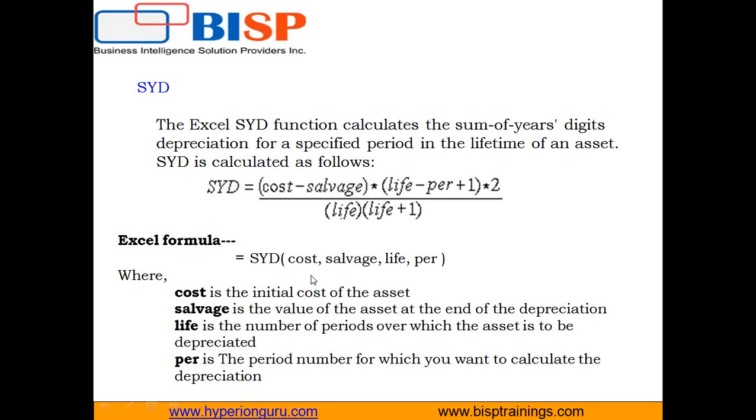The actual SYD function in Excel takes the following four arguments. The first one is the initial cost of the asset. The second is its salvage value, that is the amount for which you can sell the asset when it has reached the end of its useful life. Then the number of years of its economic life, and finally the period for which you are calculating sum of years depreciation. So let's go ahead and create the function.